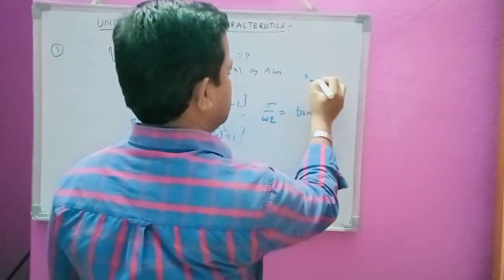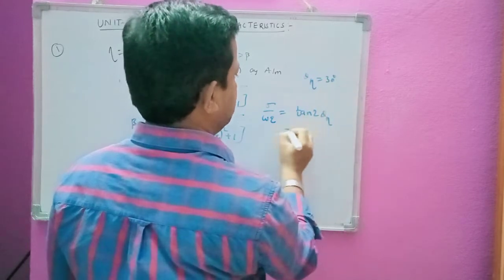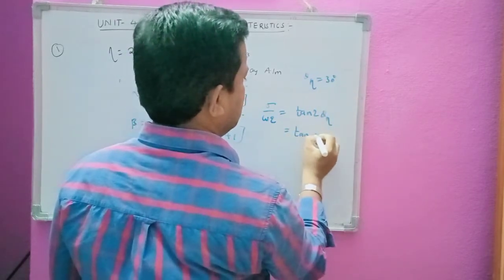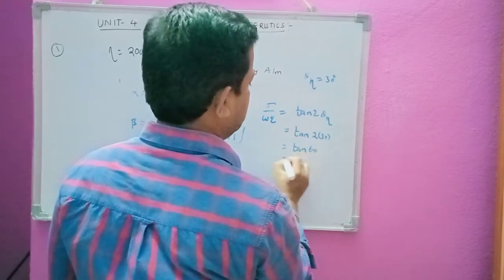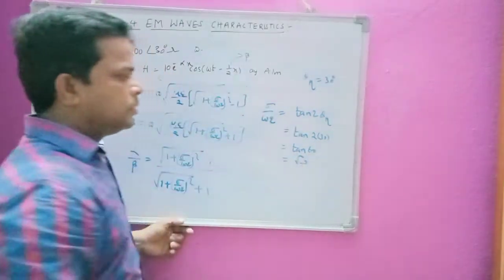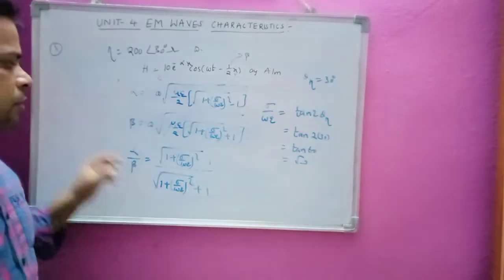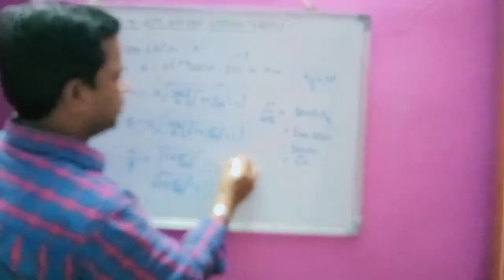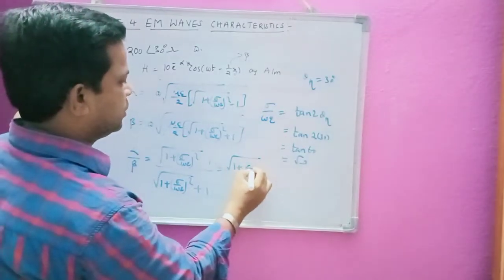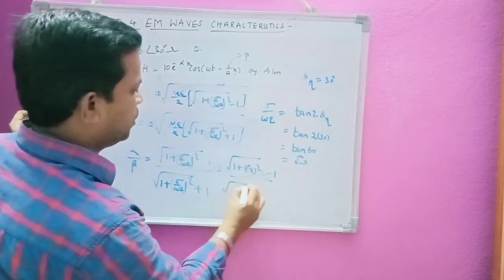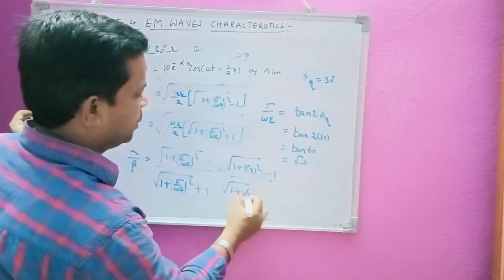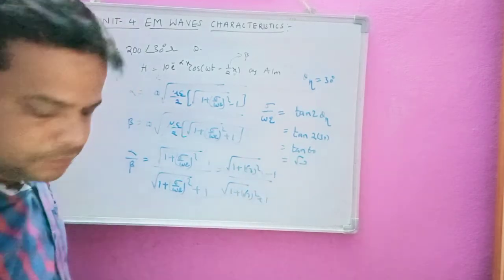Theta of eta is 30 degrees, as given. If we multiply this, I get 2 into 30, that is tan 60. So the tan 60 value is root 3. We can substitute this value directly here, root 3. So what do I get? Square root of 1 plus root 3 whole square minus 1, by square root of 1 plus root 3 whole square plus 1.